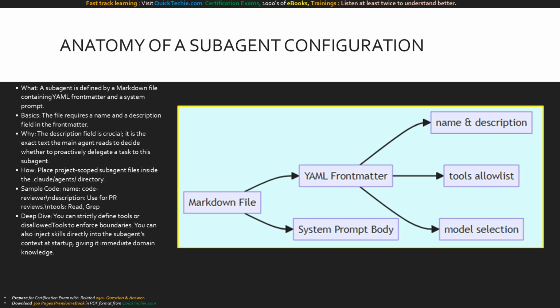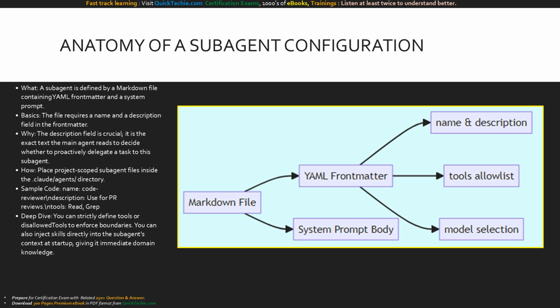Let's look under the hood. A subagent is physically defined by a simple markdown file consisting of YAML front matter and a system prompt body. The most critical field you will write is the description. This is not just metadata, it is the exact text the main agent analyzes to decide whether to automatically delegate a task to this worker.